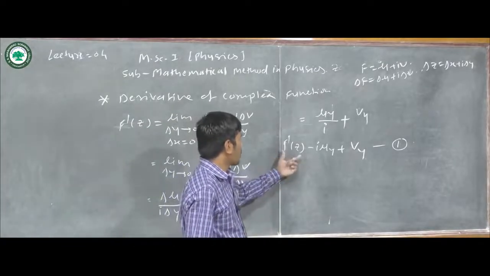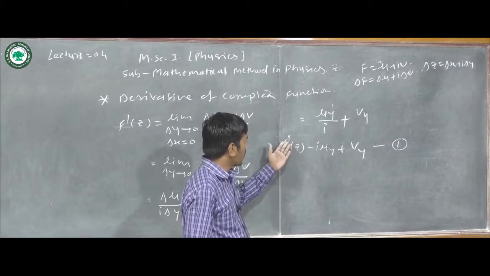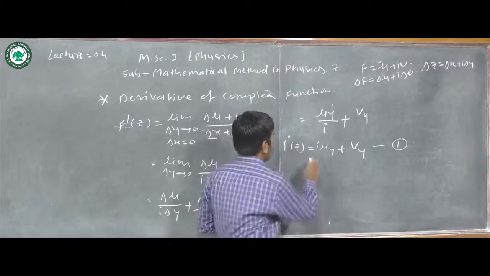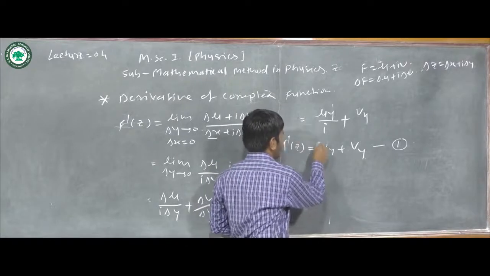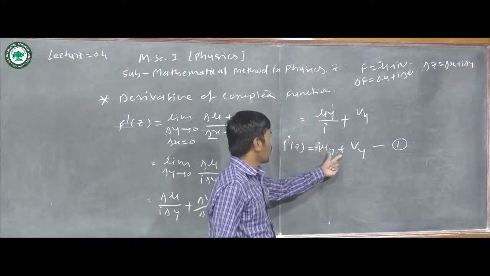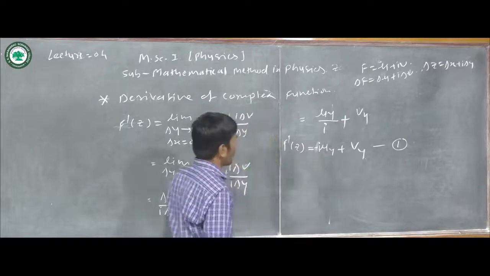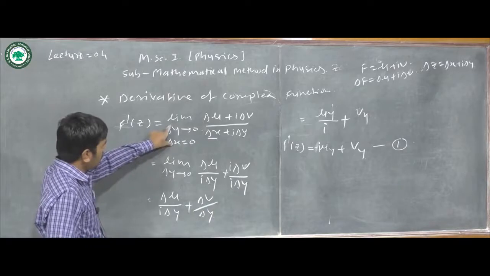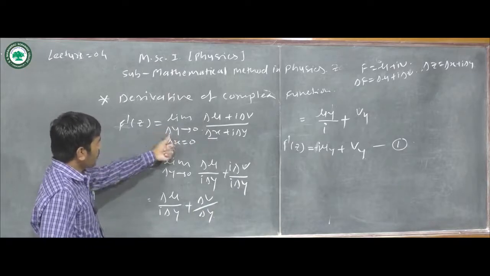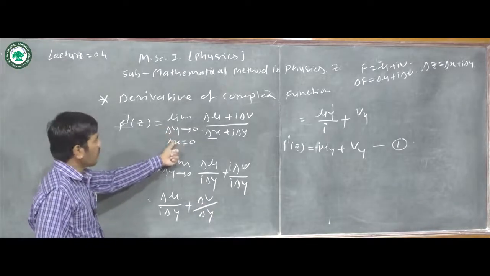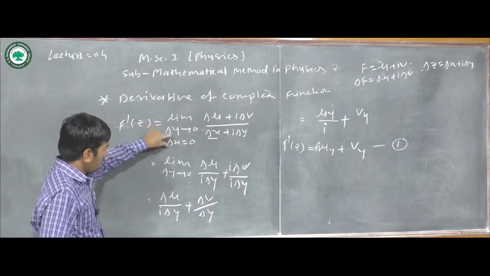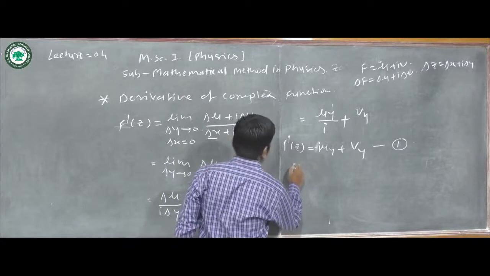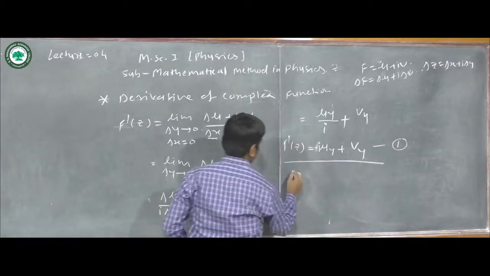Okay, so that is f'(z) is equal to minus iota into (u_y plus v_y). Okay, if I apply the second case, in that case we consider this ∂y equal to 0 and this ∂x approaching to 0.